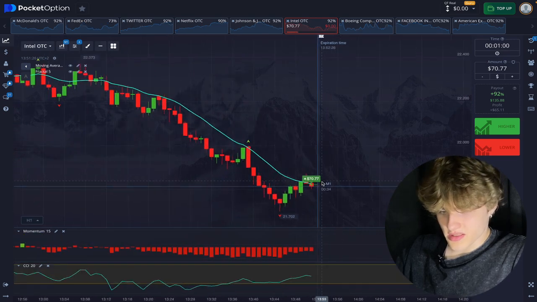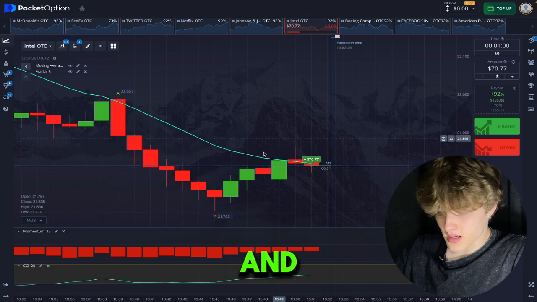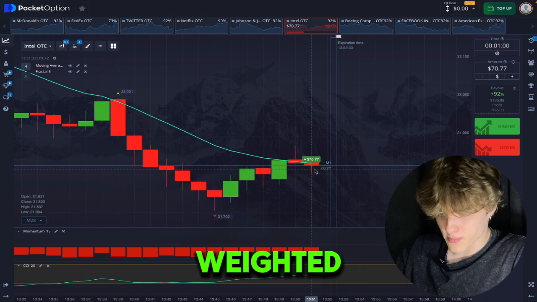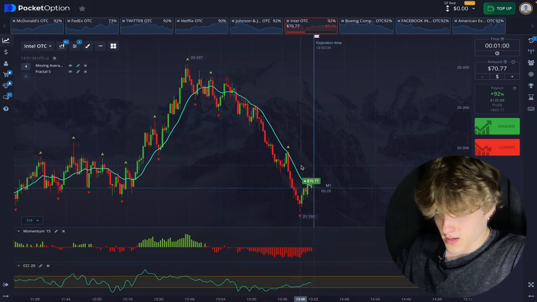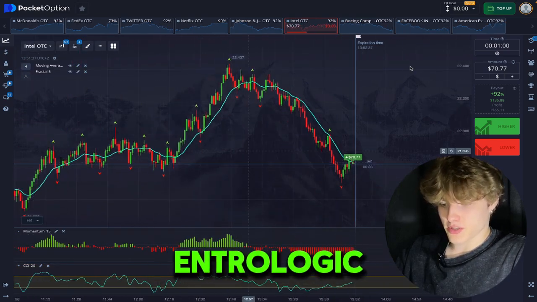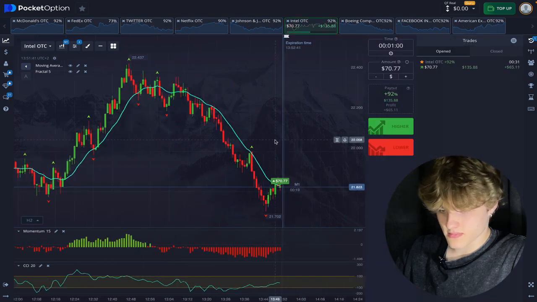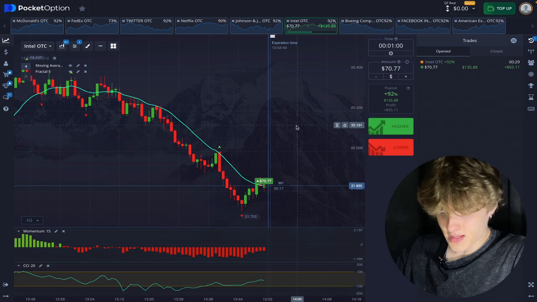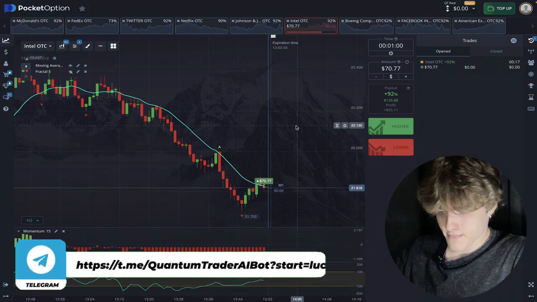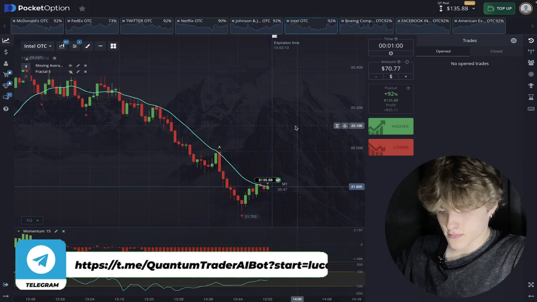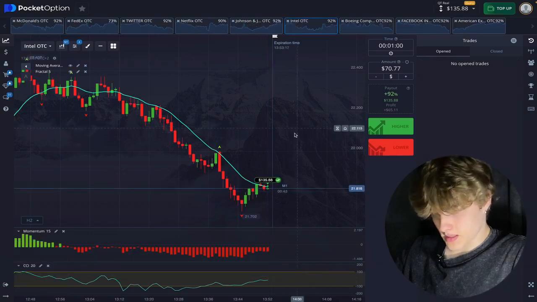All the conditions, as you can see, are very similar, and the most important thing is that we have a small crossing of the weighted moving average from bottom to top. Absolutely the same entry logic, absolutely. I don't think I'm going to say this twice, so let's just see. And the position is closed in plus.